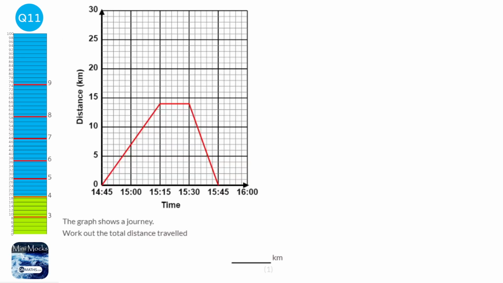So the distance initially travelled is going to be 14 kilometers for this stint here. And then we have a bit of a rest. A horizontal line on a distance time graph is essentially stopped. But then here we start up again to go home. And so that's another 14 kilometers travelled. So in total there has been 28 kilometers travelled.